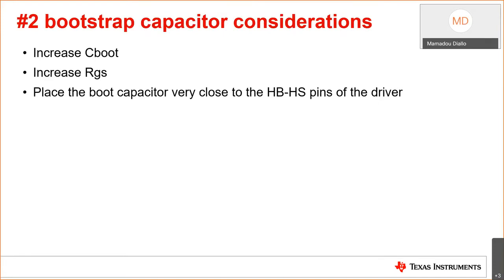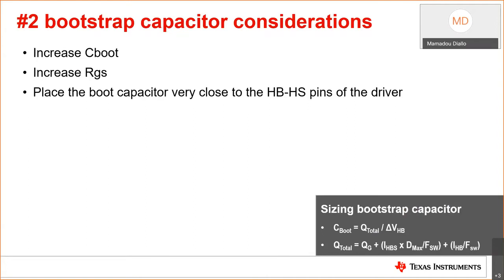Simple ways to address this problem is essentially increasing the bootstrap capacitor in order to provide the required bias for the high side gate. Increasing the gate to source resistor also helps this issue. After implementing these changes, it is critical to maintain the HB-HS capacitor very close to the driver's HB-HS pins. Shown on the bottom right corner is how to correctly size the HB-HS capacitor again, knowing the power transistor's total gate charge and the maximum allowed voltage ripple.